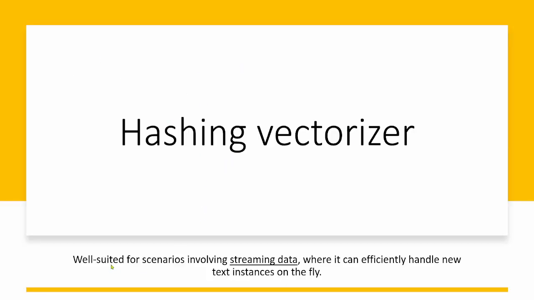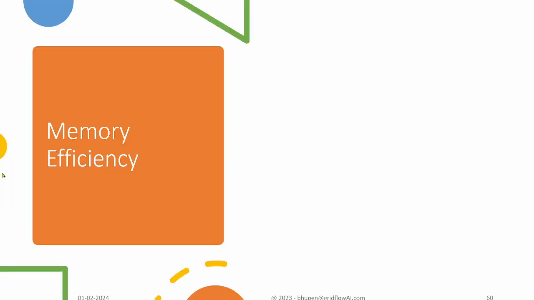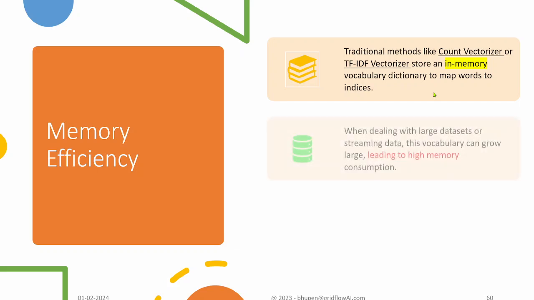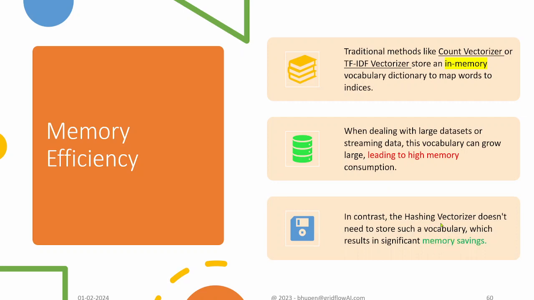Hashing vectorizer is well suited for cases where we have streaming data and we are consuming the streaming data into a machine learning model, for example. Let's see how it actually works. So it is memory efficient compared to the count vectorizer and TF-IDF vectorizer. These traditional vectorizers store the vocabulary in the memory. In contrary, in hashing vectorizer, this is not the case, and we will see how and why. With traditional methods, you're going to need a lot of memory to store the vocabulary. In contrast, there is a huge memory savings with hashing vectorizer.